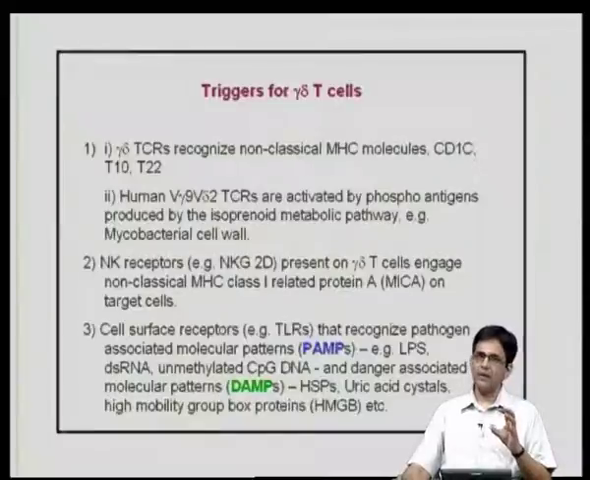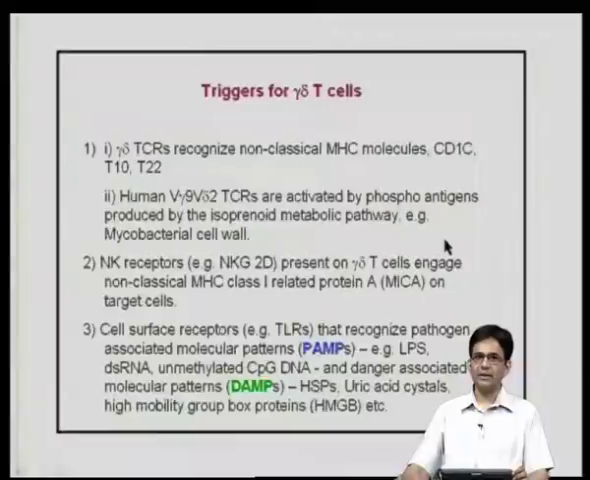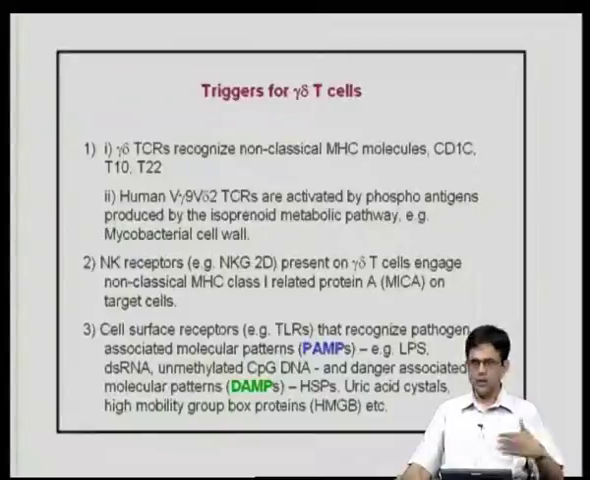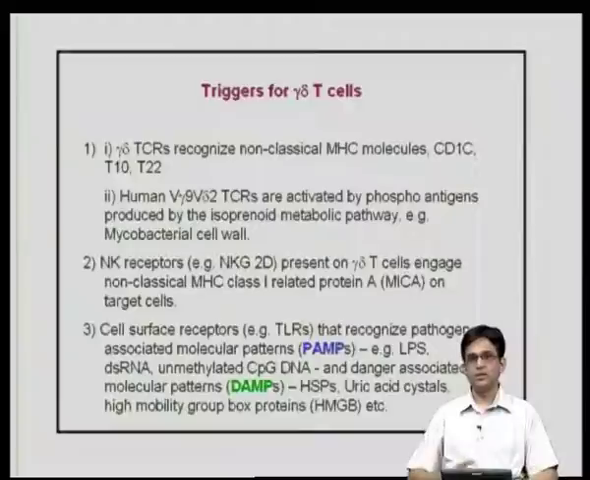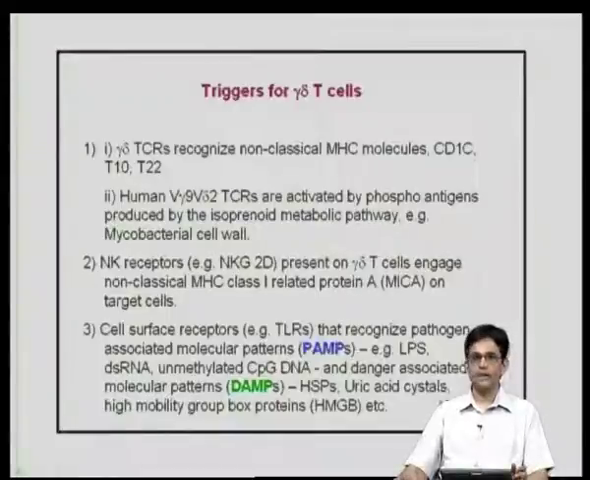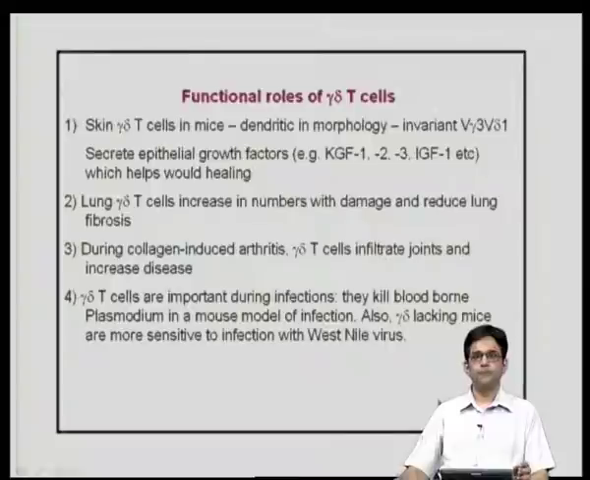Now, apart from the gamma delta receptors, gamma delta cells also have NK receptors, which are present. So, for example, NKG2D engages non-classical MHC class 1 protein present on target cells. So, that is also playing an important role. Apart from this, they possess TLRs, and TLRs may recognize the pathogen associated molecular patterns, for example, like LPS, double stranded RNA, unmethylated CpG, or they can recognize danger associated molecular patterns, which are the endogenous signs of tissue activation or tissue damage, like heat shock proteins, uric acid crystals, high mobility group proteins, so on.